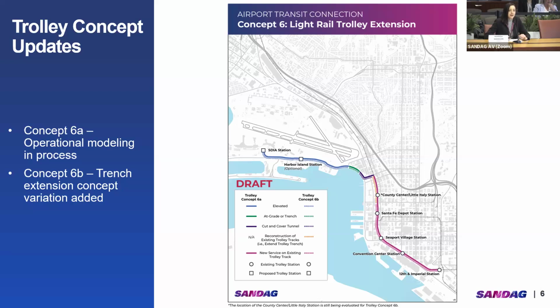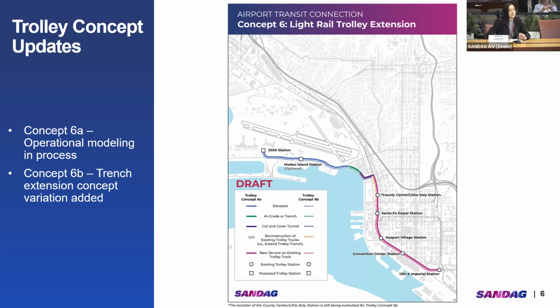Could they all operate at what would be a dream situation of 7.5 minutes, all of them, and get us to really frequent, amazing transit service in downtown and also have a connection to the airport? The variation that we're studying with this trolley concept that we're calling 6B is about a trench extension.